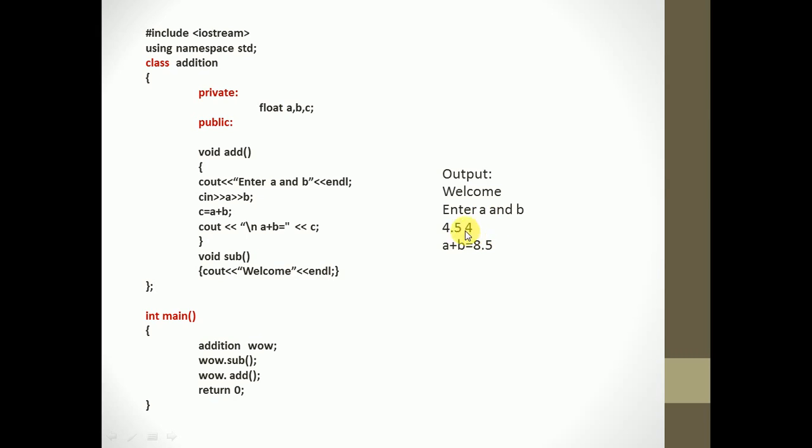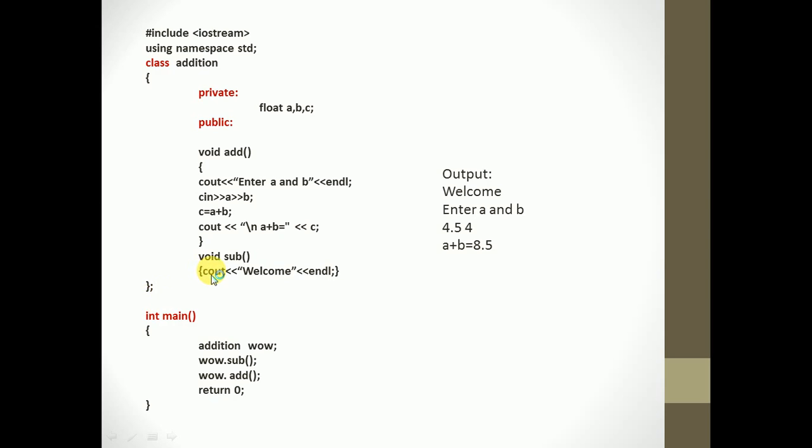Now C equals A plus B. It adds them both and stores it in its temporary memory. And then it comes to the next line, cout \n, which means it comes to the next line. "A plus B equal to" is displayed, and the value of C is going to be displayed. So it gets added, 8.5. So that is your answer. This is how we normally execute a C++ program. Hope you have understood. And how have I terminated the class? Yes, I have terminated it with a semicolon.